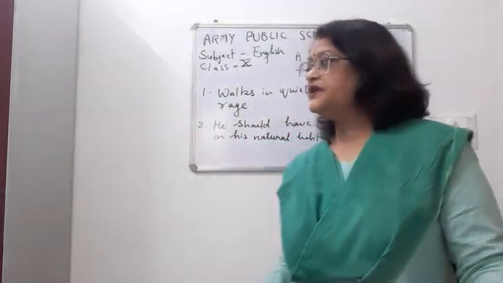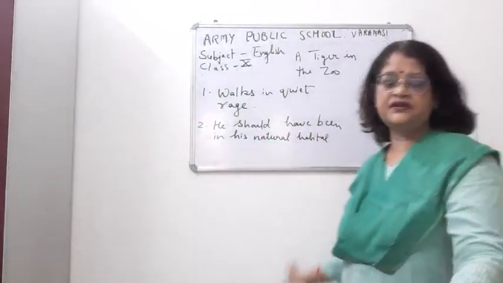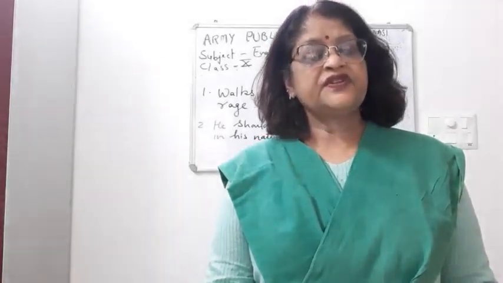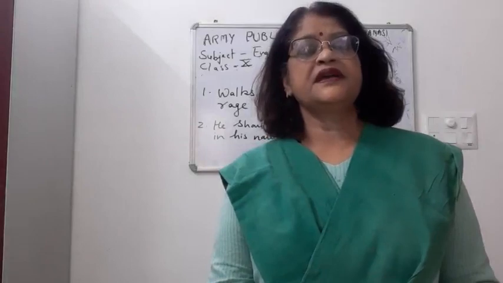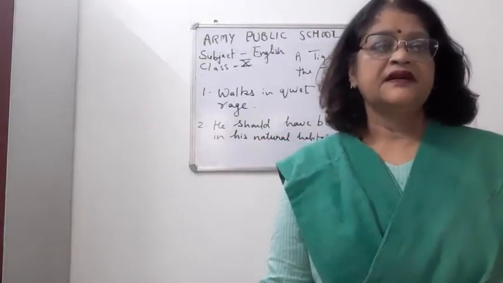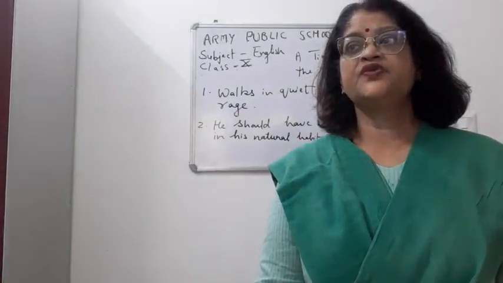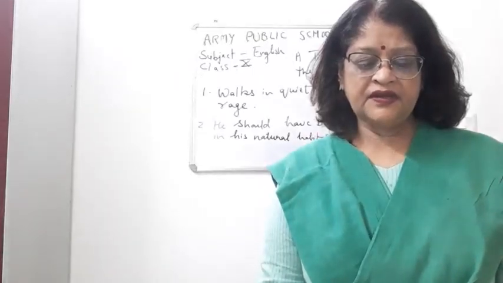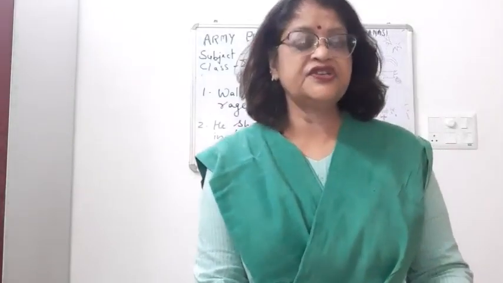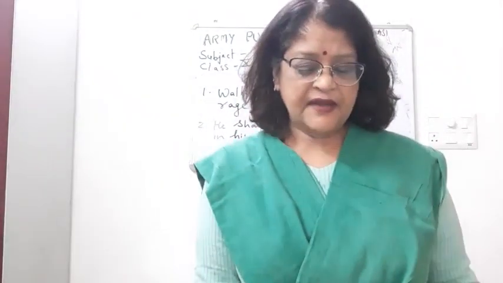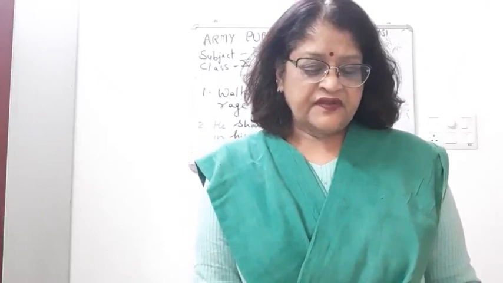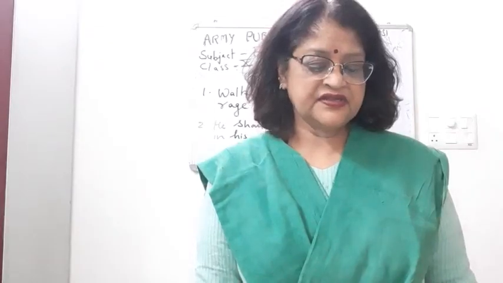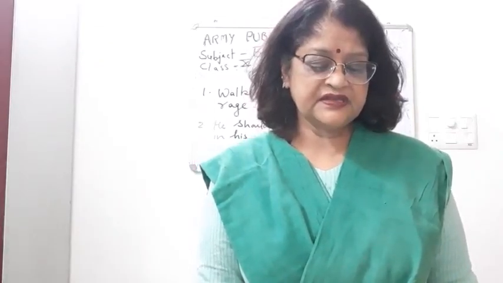Now my second point is that he should have been in his natural habitat. The poet mourns that the zoo is not the rightful place of the tiger. Now children, here the poet is angry with human beings, and he is ready to say that that place is not a rightful place of the tiger. He should have been in the forest in his natural habitat. He is a denizen, that means he is the citizen of the jungle. His real place is in the wild.